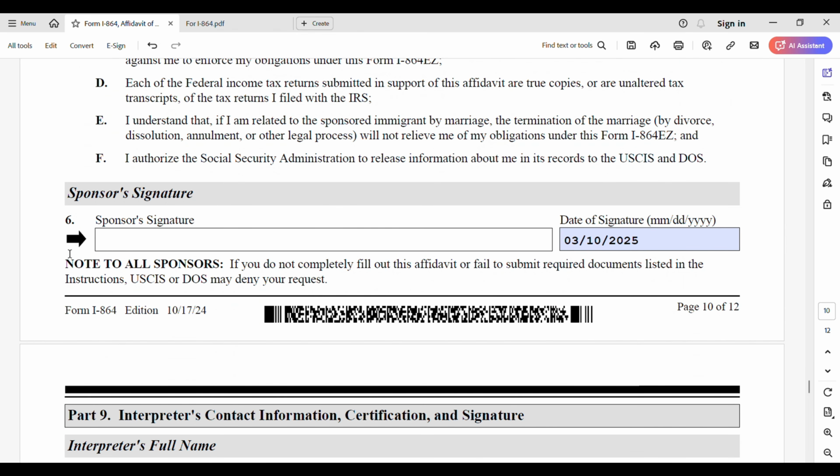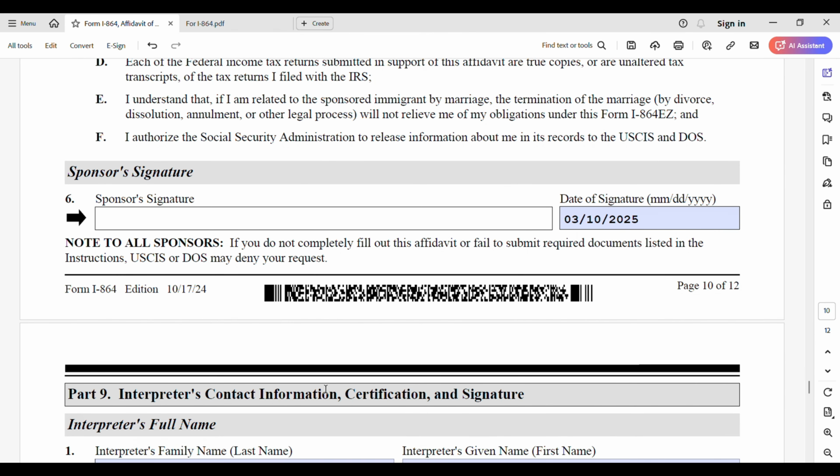Question number 6, sponsor's signature and date of signature in the format month, day, and year. First the date is 3/10/2025, and for the signature, you must print it first, then sign it with black ink. Do not use any other colors. It must be black ink. If you use any other color, you will be rejected.